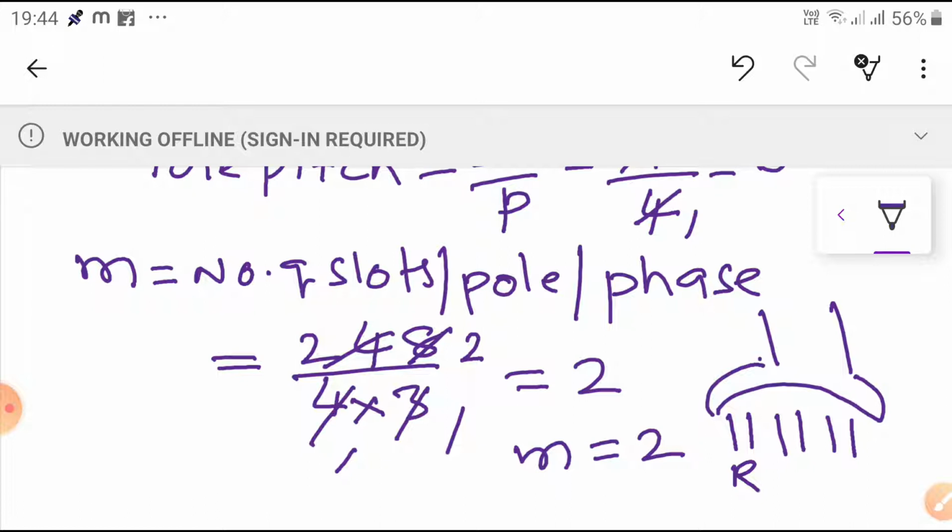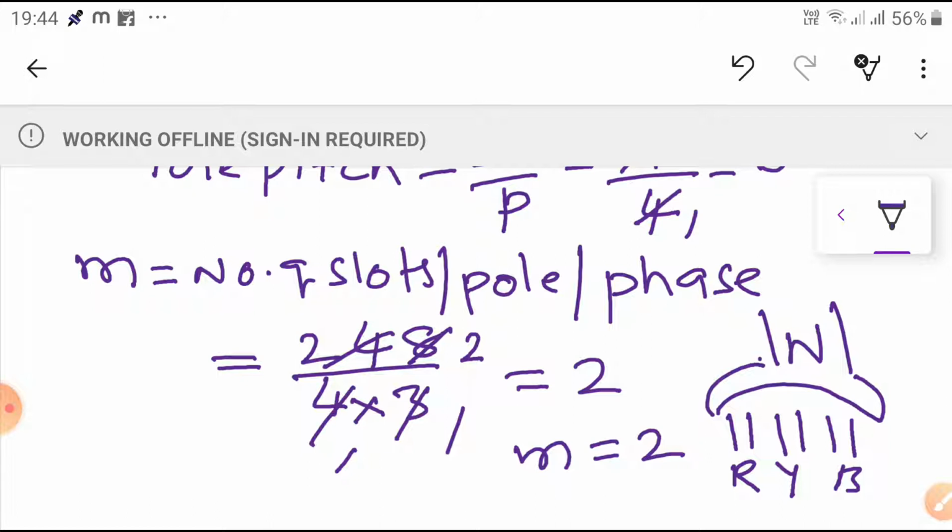For example, R phase, Y phase, B phase. So, these 6 conductors are under the influence of the north pole. Similarly, under the south pole also 6, and north pole also 6, and south pole also 6, total 24 slots. So, we discussed this with the help of one story in previous classes.